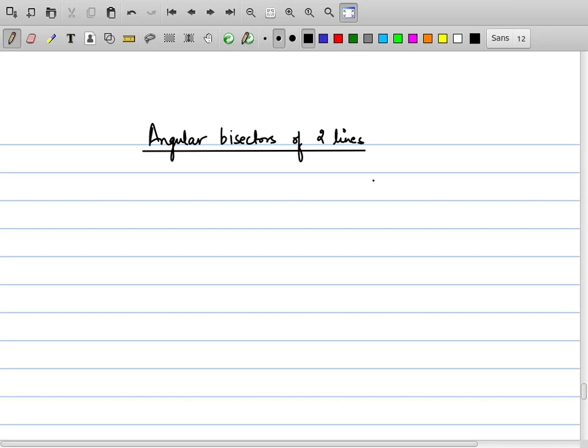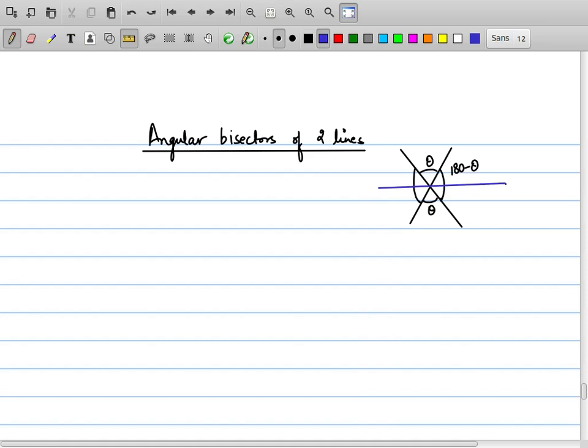Now, the next topic that we will talk of is the angular bisectors of two given lines. What does this mean? Suppose we have two lines and they are intersecting. Obviously they will make two angles. If this is theta, this would be 180 minus theta. Obviously this will again be theta and this would be 180 minus theta. What we are looking for is to find the equations of the angular bisectors.